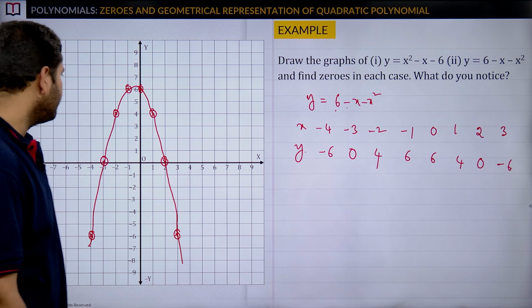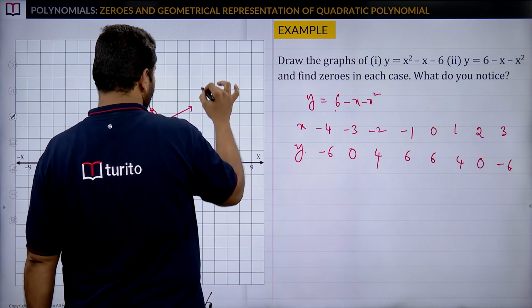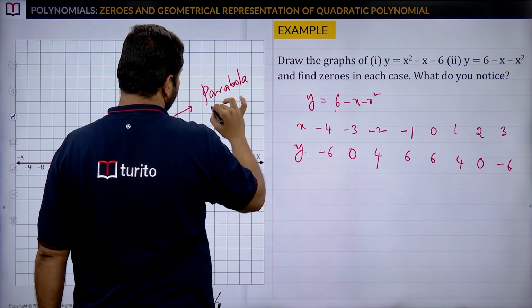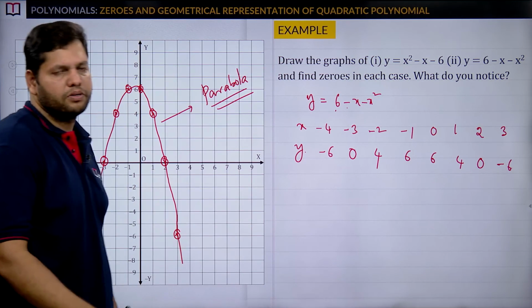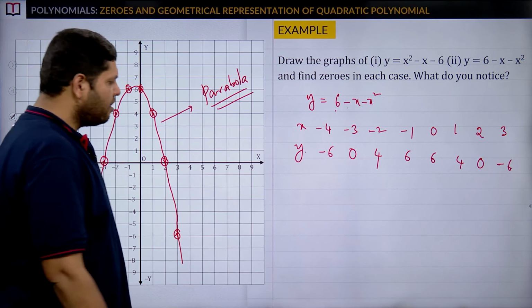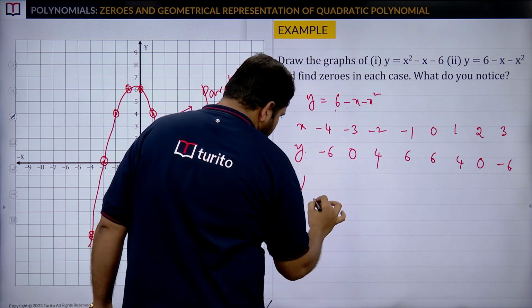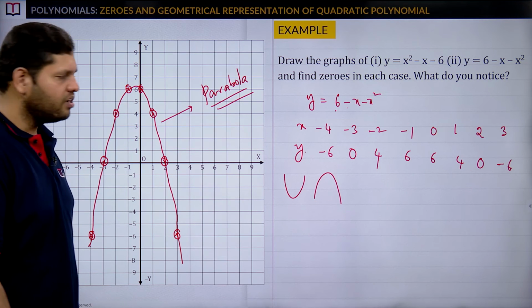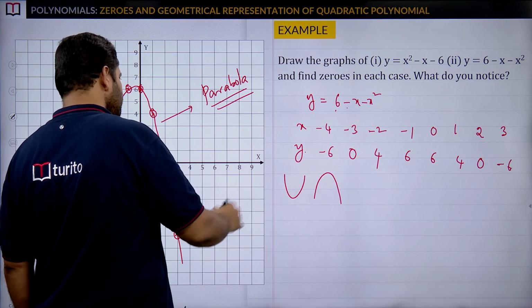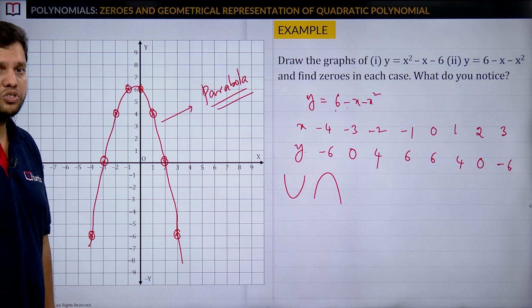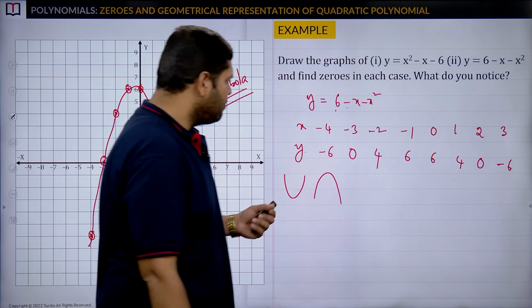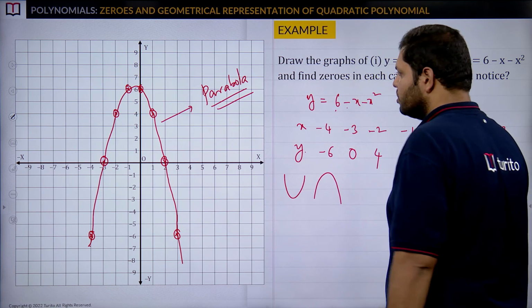Clear, children? Now I have plotted all the points. Again I got a parabola only. So what is the shape of this? It is a parabola shape. But children, observe here, I got a different parabola shape. In the previous case, I got an upward direction like this. Now I got a downward direction. In the upward direction we got the two zeros, and in the downward direction also we got the two zeros. But this shape is a downward direction.